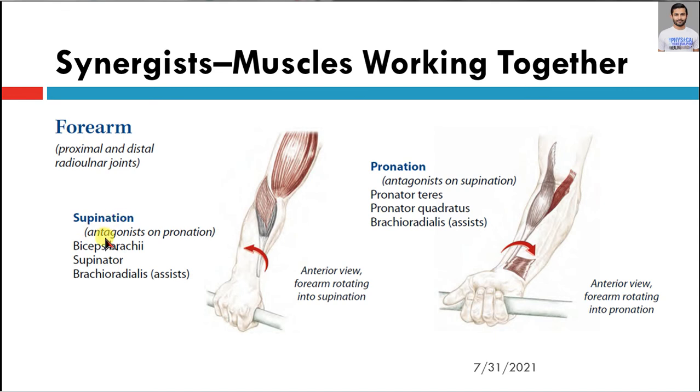The supination is mostly done by the strong supinator, the biceps brachii, then the supinator and the brachioradialis, which also assists sometimes. For pronation, there are the pronator teres, pronator quadratus, and the brachioradialis, which assists.